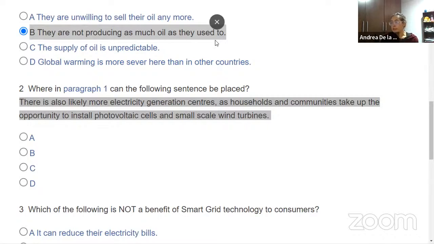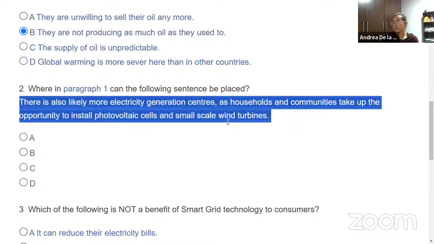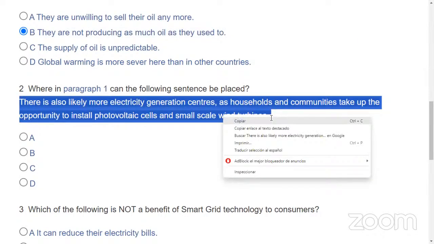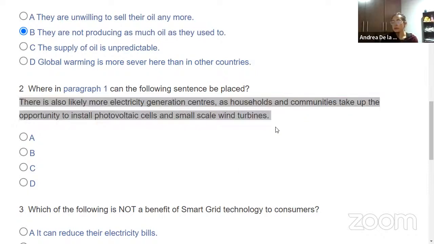So what do you guys think? Where can we place this sentence here? The option C. Okay. Do you guys agree, Alejandro, sorry?